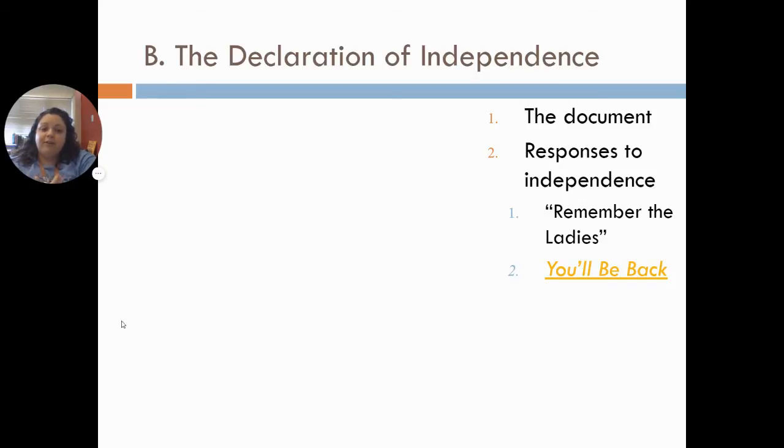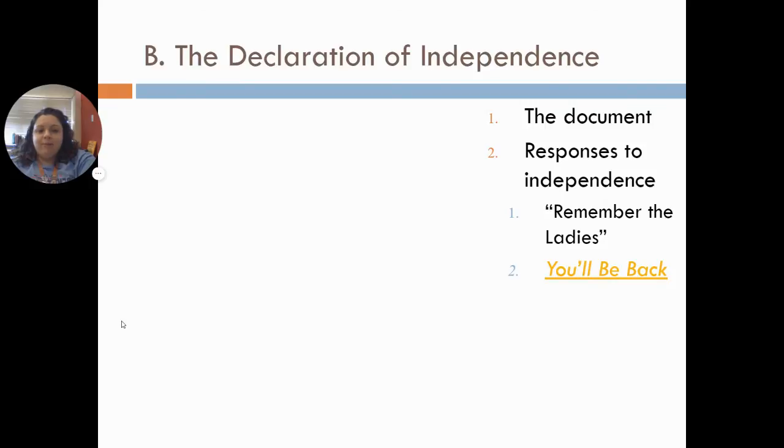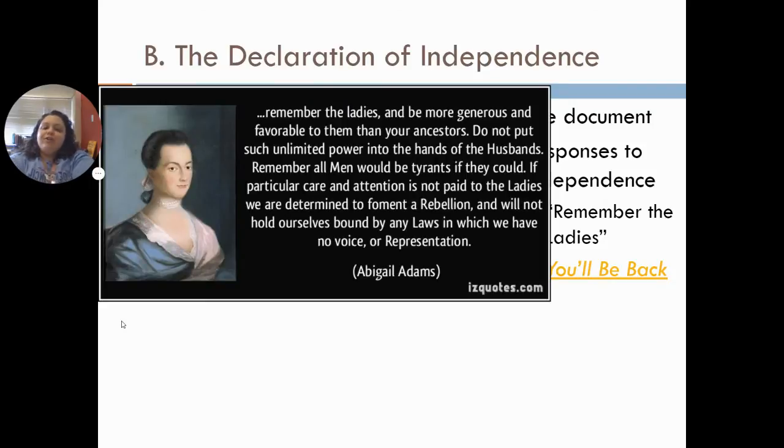Now, without a doubt, one of the biggest responses to the Declaration of Independence comes from the people who don't feel any form of equality. One of those definitely is going to be the women. Remember the ladies becomes a major famous quote from Abigail Adams.